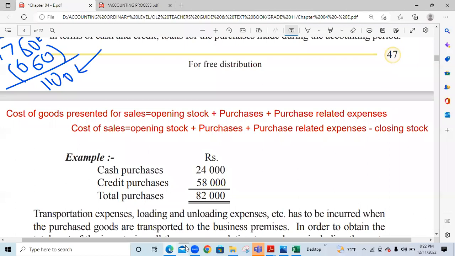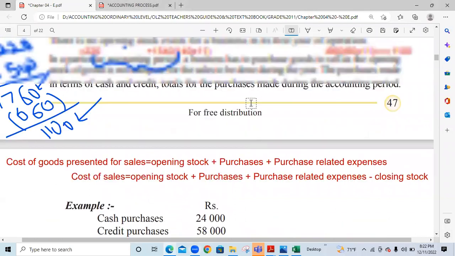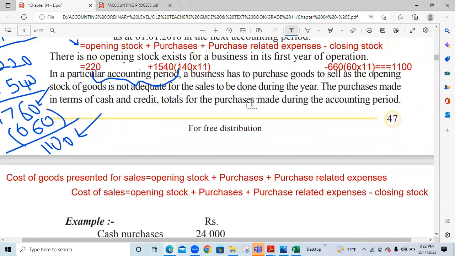How much worth of goods did you tell your customer they can buy? Cost of sales is how much worth of goods your customer actually bought. Cost of goods presented for sale is how much worth of goods you told your customer they can buy. If they didn't buy, you should take it out. That's why we remove closing stock. When we remove closing stock, you get cost of sales.